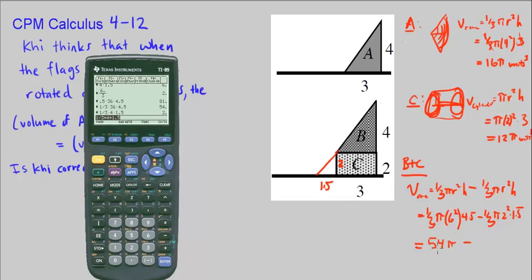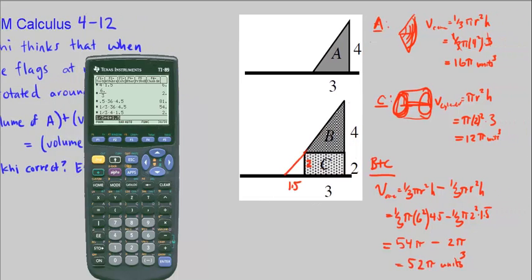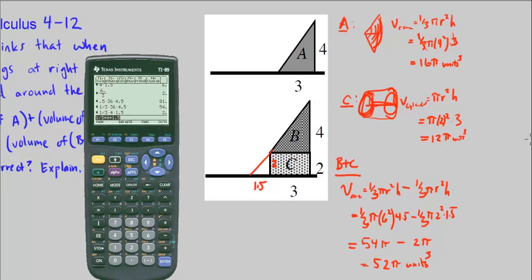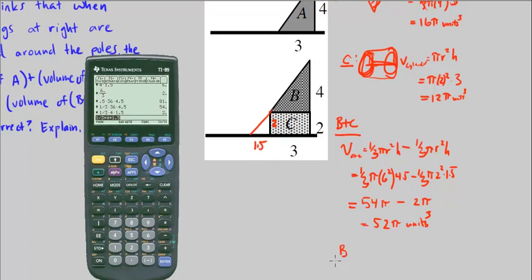I believe that should be 2. Yes. Minus 2 times pi. We still have the pi in there too. So that's 52 pi units cubed. So B plus C is 52 pi units cubed. The region C is just 12 pi units cubed. So B is just equal to B plus C minus C. That's 52 pi minus 12 pi units cubed, so that's equal to 40 pi units cubed.